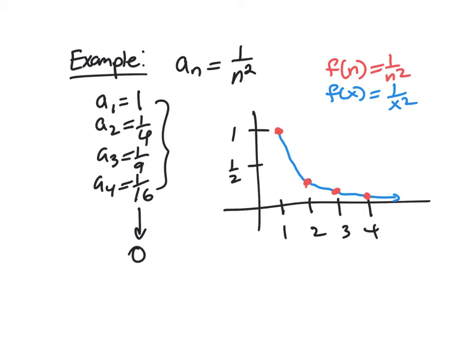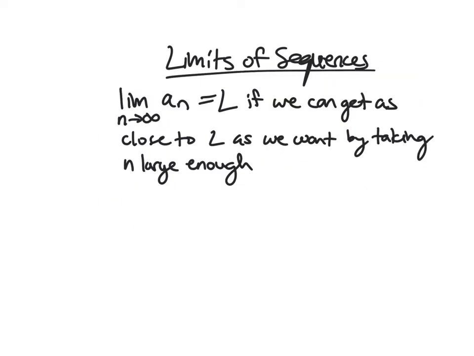So now, we said this seems to be approaching 0, and we want to talk about limits in general. So let's get the machinery to be able to talk about this. Let's define what it means to be a limit of a sequence. Given a sequence a sub n, the limit as n goes to infinity, or basically as we take our terms further and further down the line in our sequence, is equal to L if we can get as close to L as we want by taking n large enough.